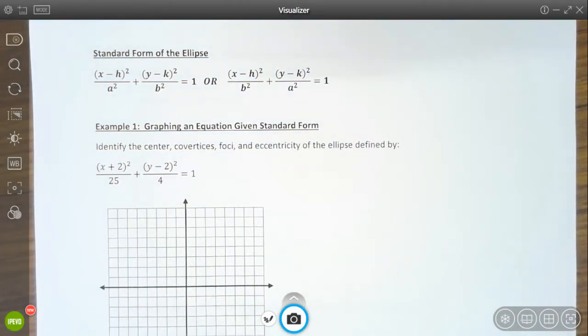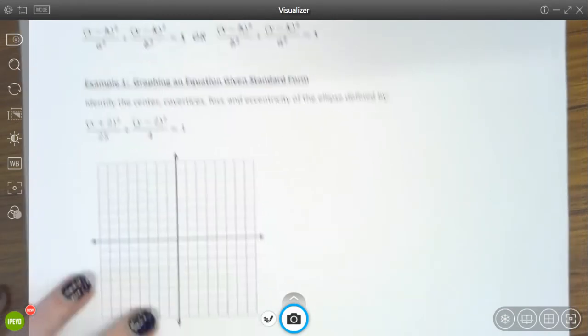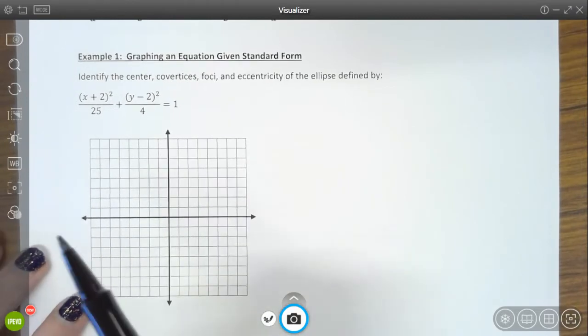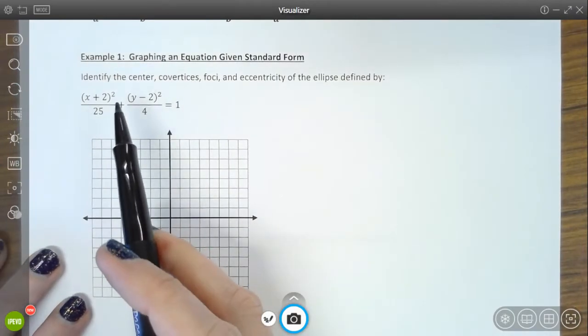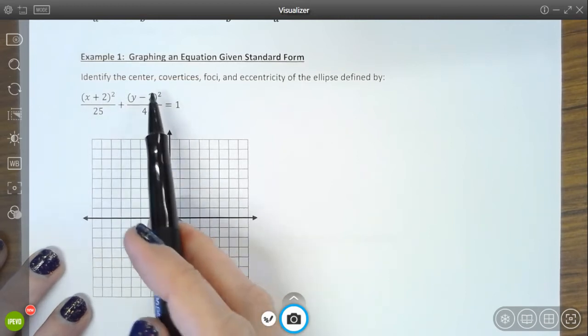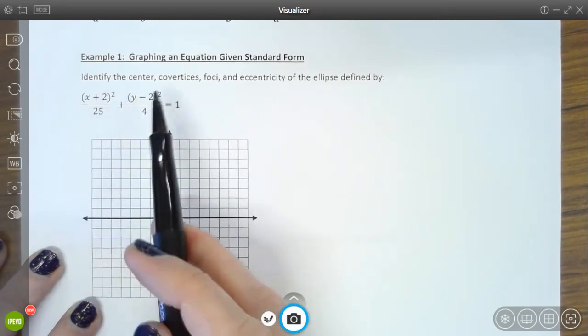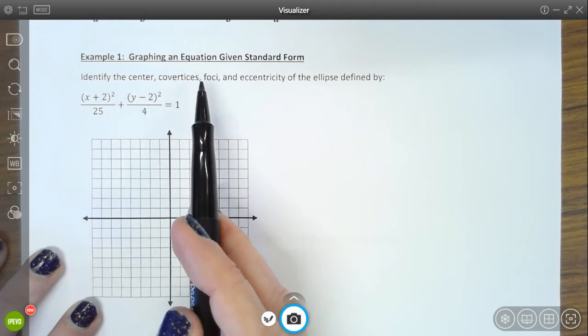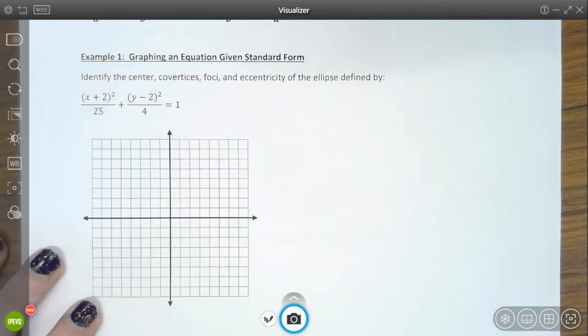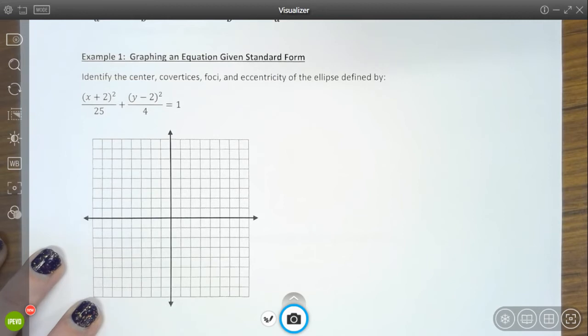When we want to look at our equation, the key thing to remember is that the value for a is always the bigger denominator. As we solve them, we're going to be able to figure out whether my bigger value is attached to the x coordinate and elongated horizontally, or attached to our y coordinate and elongated vertically. As we're going through, we're also going to bring into the picture how we can graph the ellipse from the standard form, identifying the center, our co-vertices, our foci, and we're also going to review how to find eccentricity for an ellipse as well.